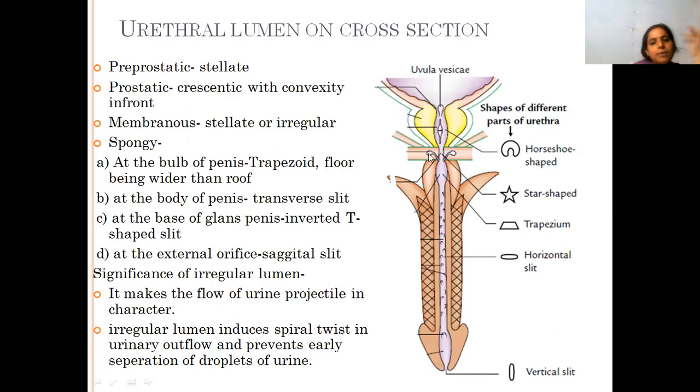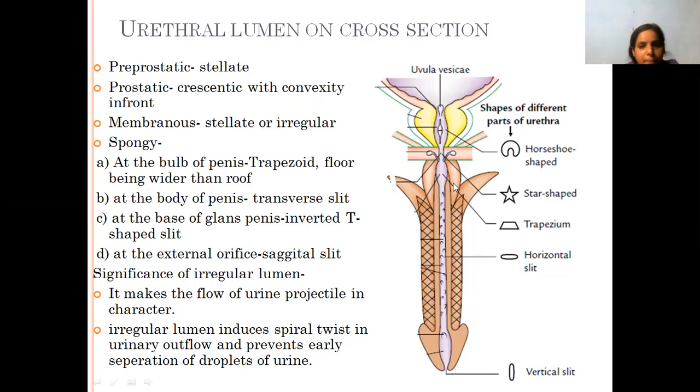And see, this is also an important slide, the urethral lumen on cross section. There may be a separate question on this. This is the prostatic part of the urethra. Above this is the pre-prostatic part. The pre-prostatic part of the urethra is star-shaped, stellate. The prostatic part of the urethra looks half moon shaped, also called crescentic, with convexity in front.